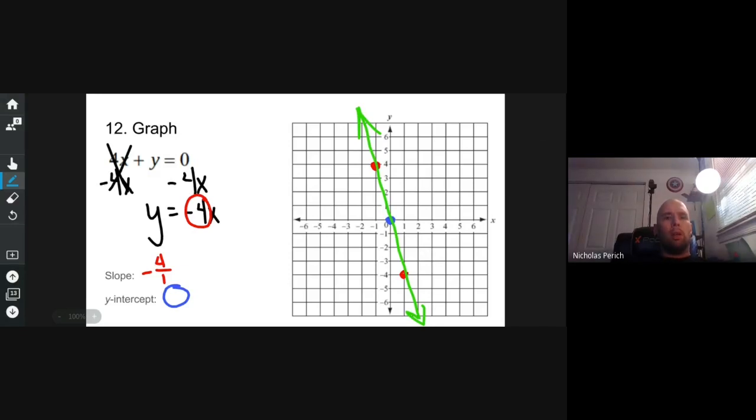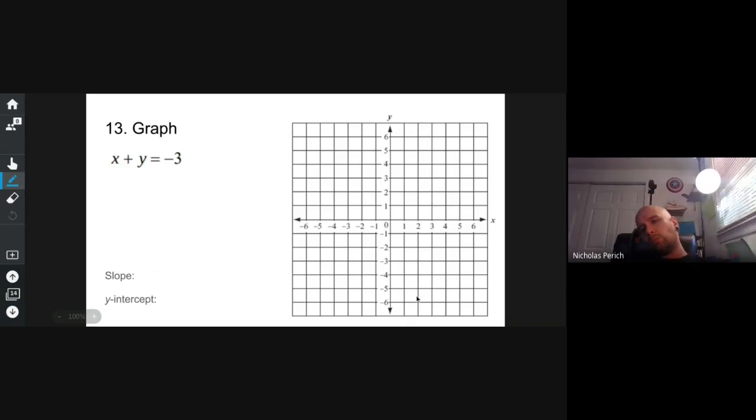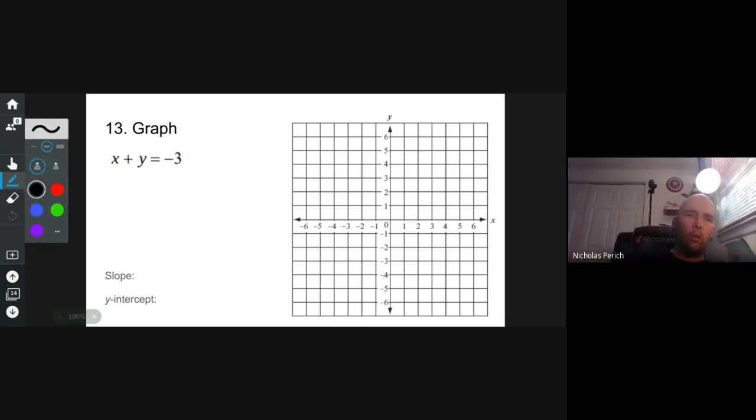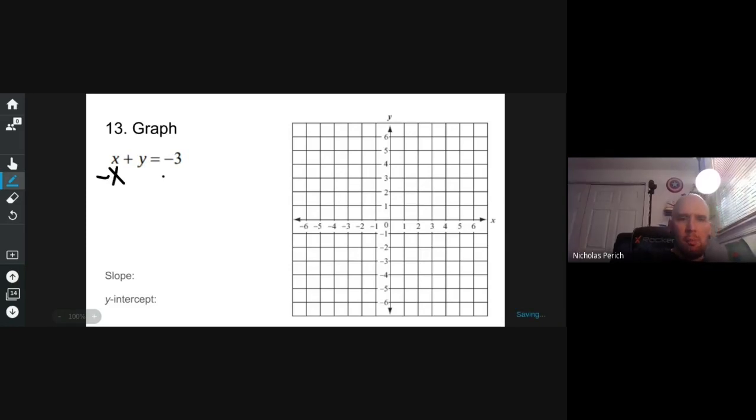Four minutes. Might have time for one more. Is y all by itself? No. What is in the way? I have an x floating around. So let's get rid of that x that's floating around. Minus x, minus x. Cross it out. Do negative 3 and negative x combine? No. Y equals negative x minus 3.